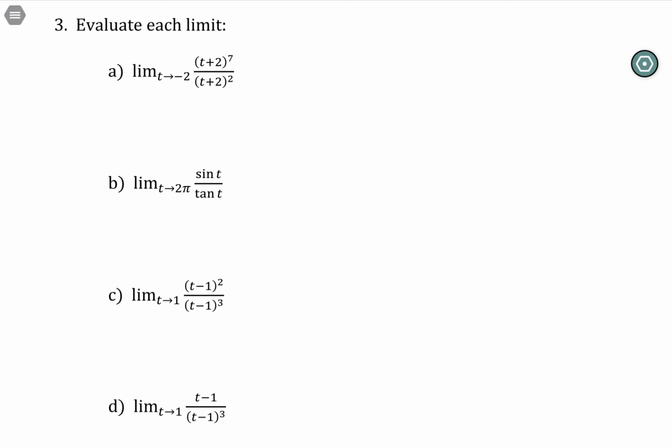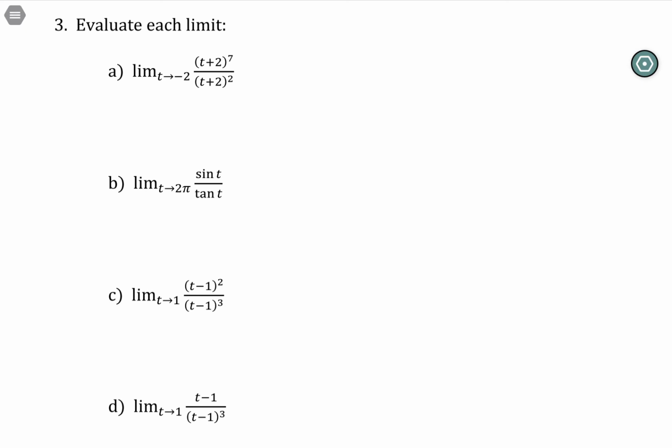So the first one, I have a fraction, t plus 2 to the 7th over t plus 2 squared. And I'm supposed to find the limit as t approaches -2. So always when you're finding limits, the first thing you should try and do is just plug the number in. If your function is continuous at whatever that t value is, it's a really easy question. You just plug in the number and get the answer.